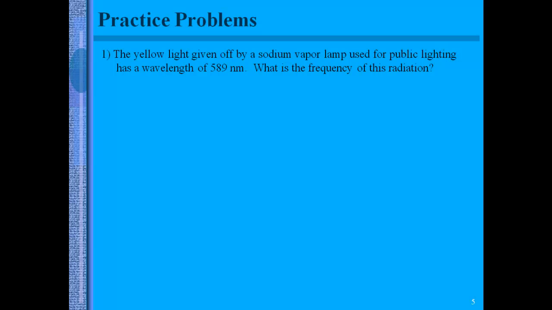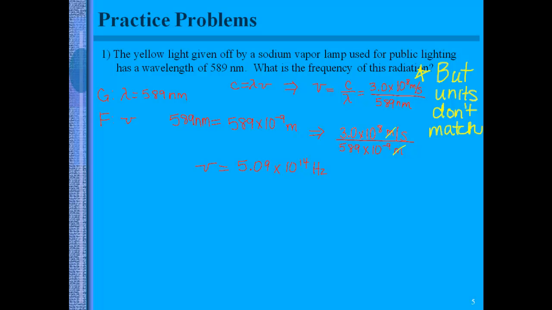Here, if a yellow light given off by a sodium lamp has a wavelength of 589 nanometers, what is the frequency? So we know our wavelength. We're looking for frequency. Using our formula, we want to solve for frequency and plug in our numbers. But what's important to notice is that our units are not the same. In the speed of light, we have meters. In the wavelength, we have nanometers. So we need to take our nanometers and convert them to meters, then plug our numbers in and solve. So our frequency is 5.09 times 10 to the 14th hertz.